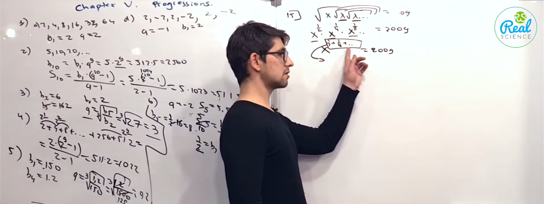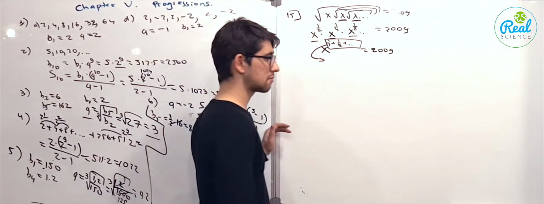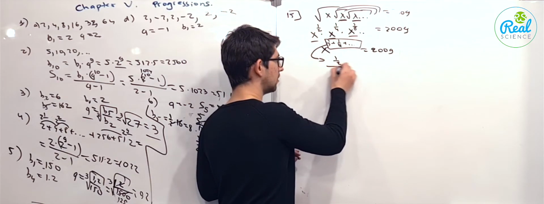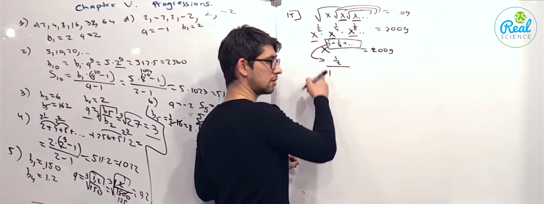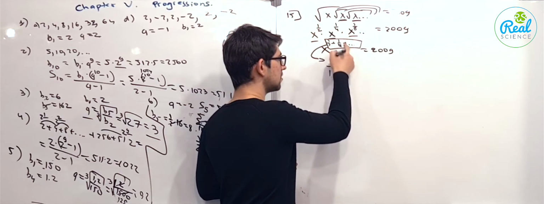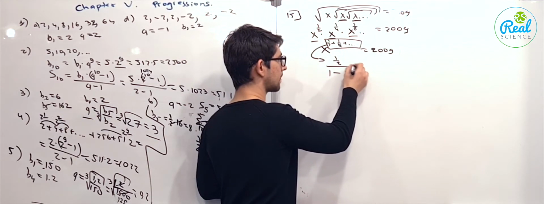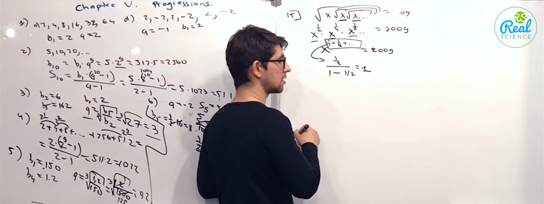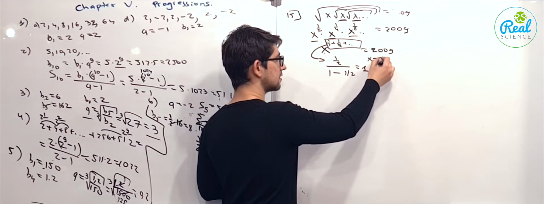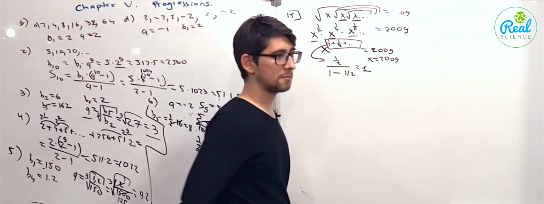You are creating an infinitely decreasing geometric progression, right? The first term is 1 over 2. So you are using b1 over 1 minus q. 1 minus your q is the same as your b1, 1 over 2, so it's 1, right? X to the power of 1 is x itself, and it's equal to 2009. You have to find your x, okay?